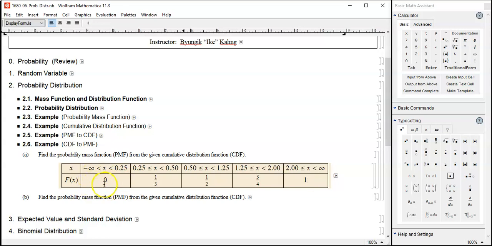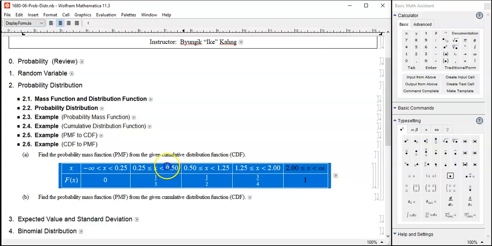At the start nothing was added, so it starts from 0. And then everything was added in, the whole space, so it ends at 1. Okay, let's begin. How do we get the mass function?